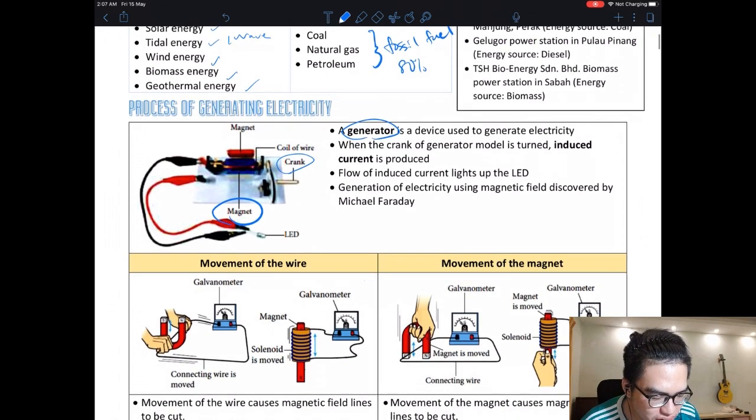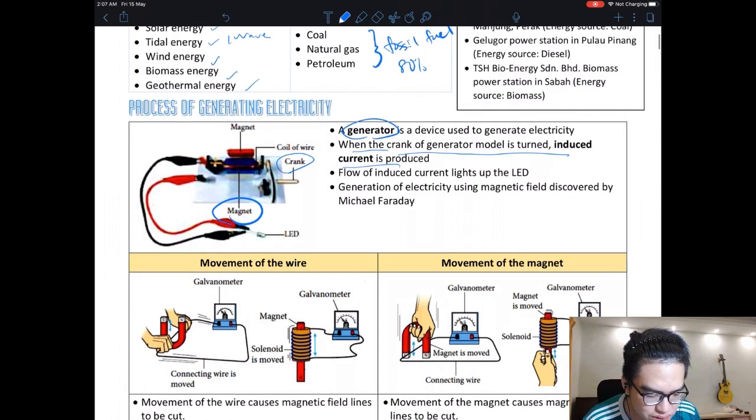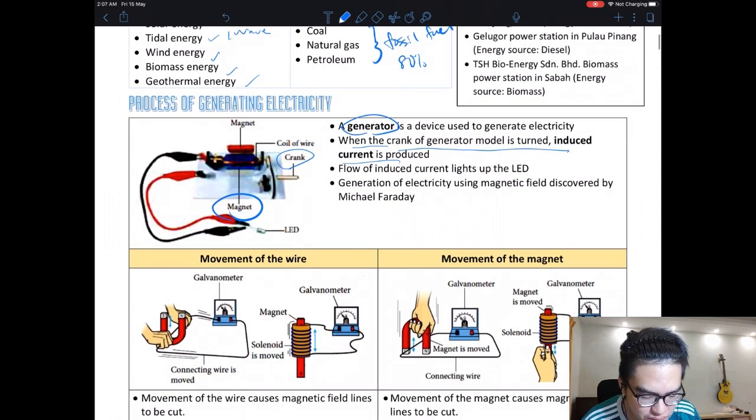When the crank, which means the turn, of the generator is turned, induced current is produced. This current will light up the LED.